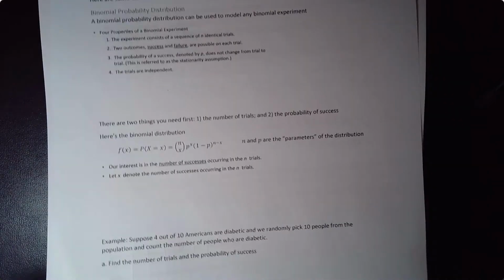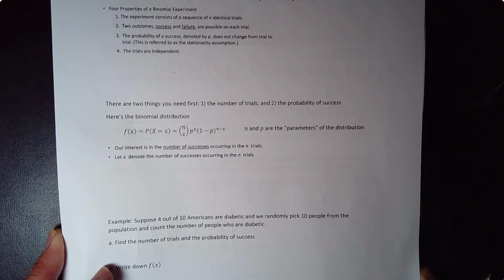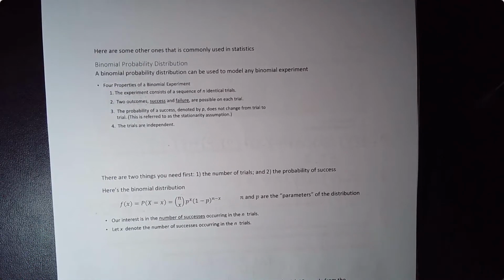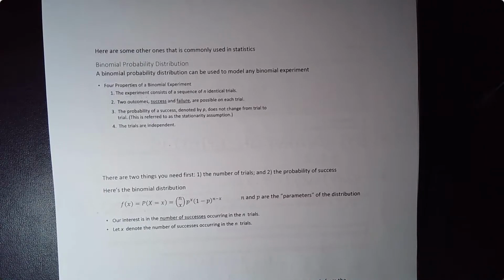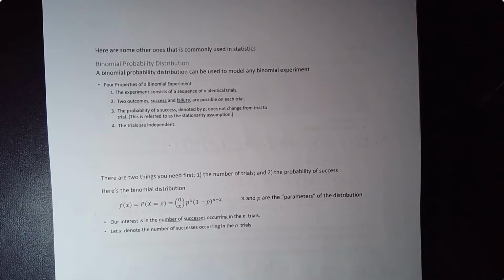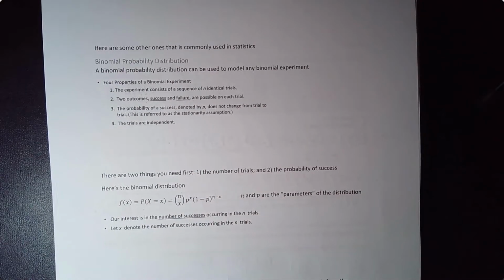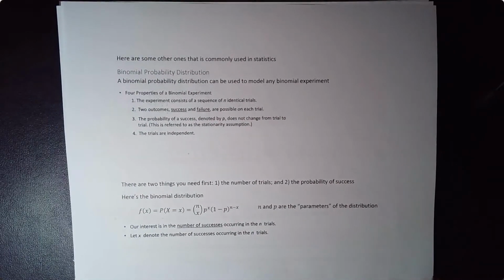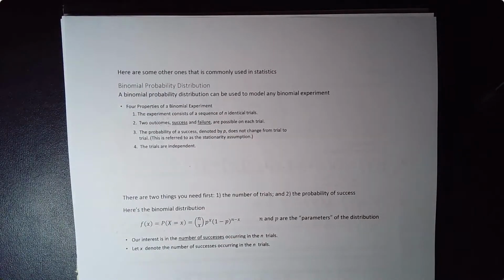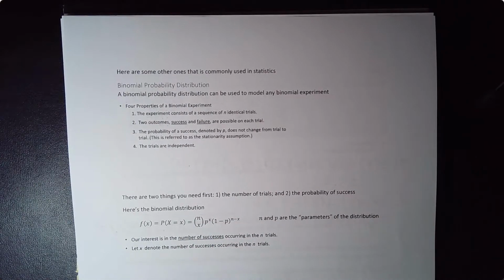What's convenient about learning a lot of these popular probability distributions is that we have nice, precise, convenient formulas. One of the things to understand here is knowing when we are allowed to use these formulas to model a particular experiment. So first, let's start with the binomial probability distribution. We can use this whenever we have a binomial experiment. Now, what is a binomial experiment?